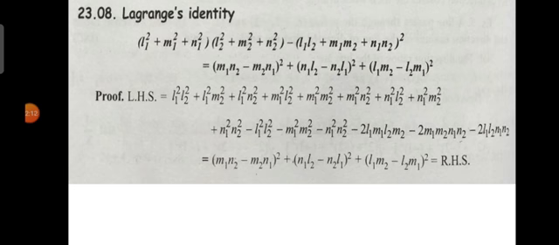And now Lagrange's identity. This is also a very important equation. Okay, that is L1 square plus M1 square plus N1 square into L2 square plus M2 square plus N2 square minus L1 L2 plus M1 M2 plus N1 N2 the whole square equals M1 N2 minus M2 N1 square, N1 L2 minus N2 L1 square, plus L1 M2 minus L2 M1 square. The proof is not so important, but you can just go through that. Yes, this is Lagrange's identity.